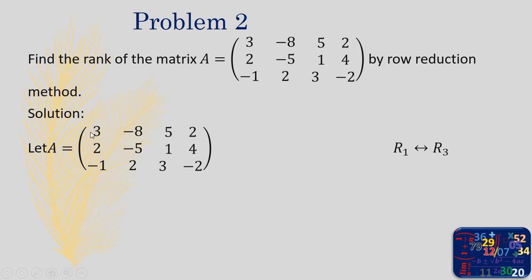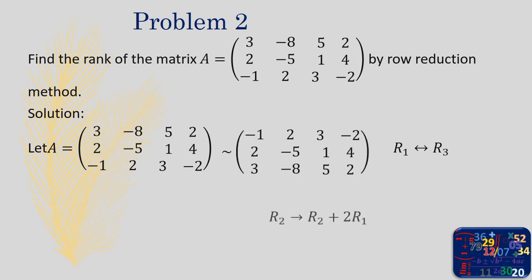The idea here is that in row 3, the first column element value is -1. So I wish to take this as the first row so that it is easy for me to do the calculation. A lot of things about this we have studied in our earlier videos, and in the description I have given the link on how to transform a given matrix into its echelon form. So here R1 is replaced by R3.